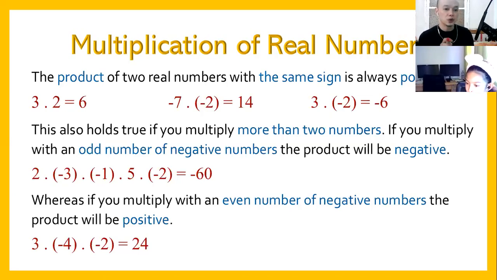Okay, 3 times 4, 12. 12 times 2, 24. This will become positive. Why positive here, Christelle, again? Why is it positive and not negative?